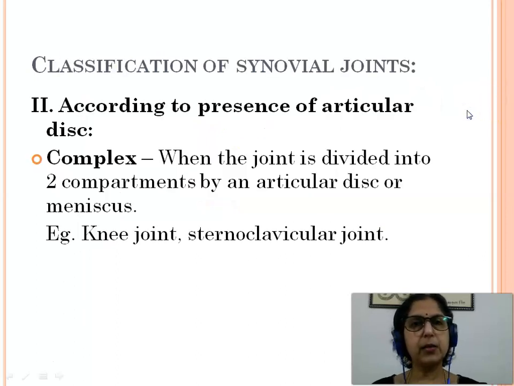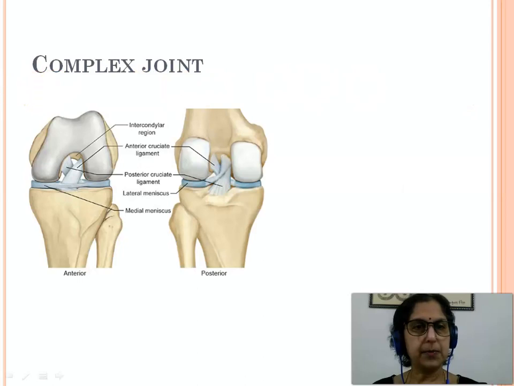Another way of classifying synovial joints is according to the presence of the articular disc or meniscus. Complex joints. When the joint is divided into two compartments by an articular disc or a meniscus, that type of a joint is a complex joint. An example being the knee joint, sternoclavicular joint. So what we've seen already, this is knee joint, menisci dividing the joint cavity into two compartments. Thus, the knee joint is a complex joint.